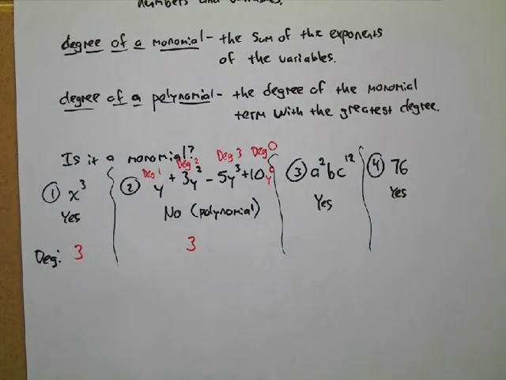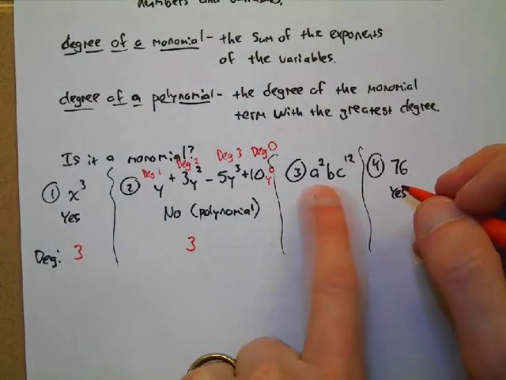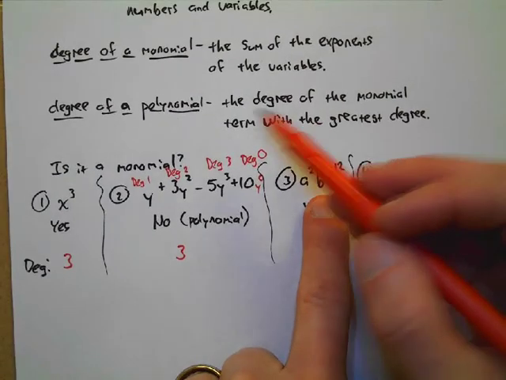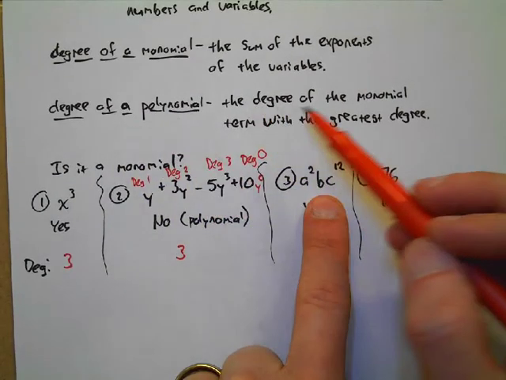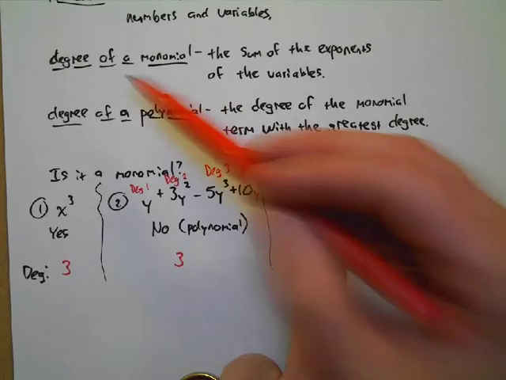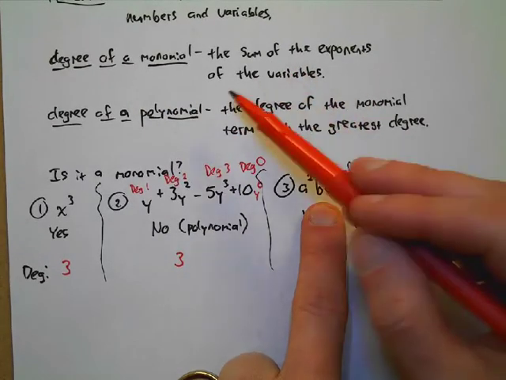Well, what about the degree of this? 12. The degree of a polynomial is the degree of the monomial term with the greatest degree. The degree of a monomial is the sum of the exponents of the variables.